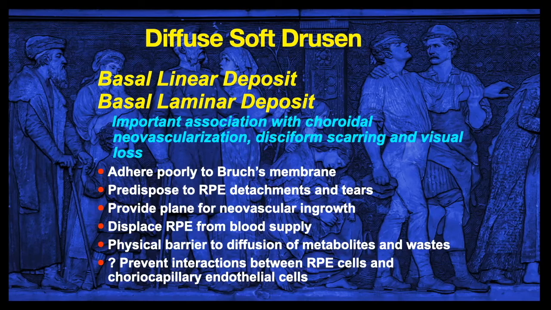Two forms of diffuse soft drusen, basal linear and basal laminar deposits, have an important association with choroidal neovascularization, disciform scarring, and visual loss. They adhere poorly to Bruch's membrane and predispose to RPE detachments and tears. They provide a plane for neovascular ingrowth and displace the RPE from its blood supply. They may be a physical barrier to diffusion of metabolites and wastes, and they may prevent interactions between the RPE cells and the endothelial cells of the choriocapillaris.